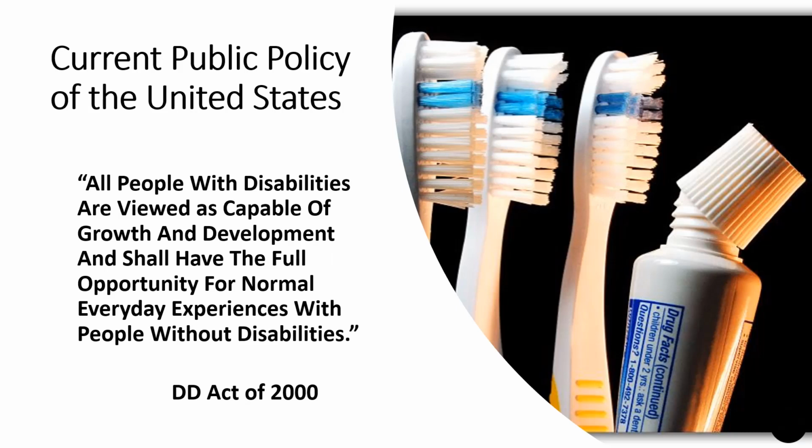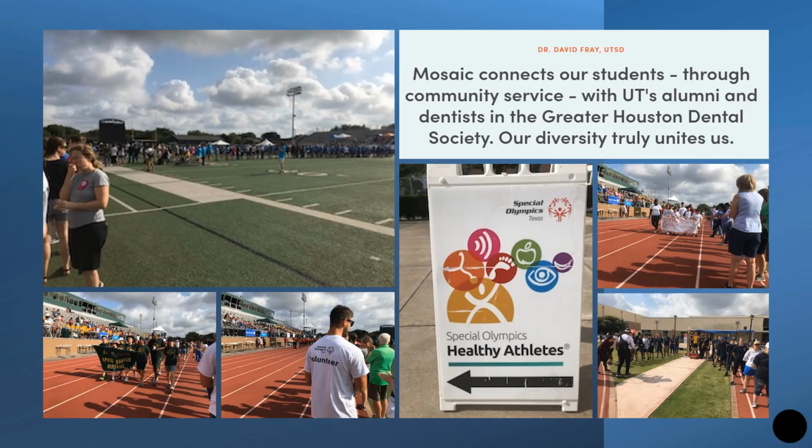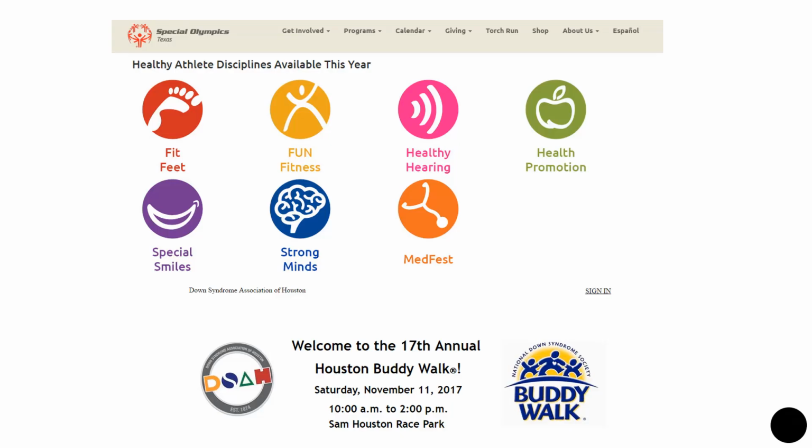So what is the policy in the United States? It's that people with disabilities should have full and normal opportunity, just like people without disability. That's the federal law. That doesn't mean that it always happens. I would encourage you, if you're interested, to get involved as a volunteer in Special Olympics. They take everybody. I want to thank some of the students at Houston Christian that have actually been coming to some events. They've made a big difference in the lives of people with disability, and I think Special Olympics impacts them. So we call this program Mosaic. We connect students to community service. And so we really encourage more people to participate.